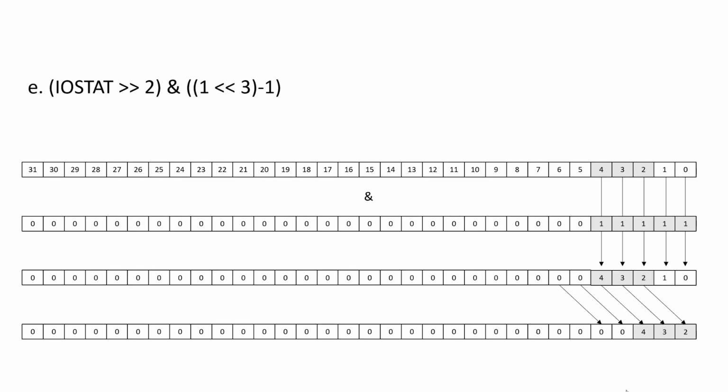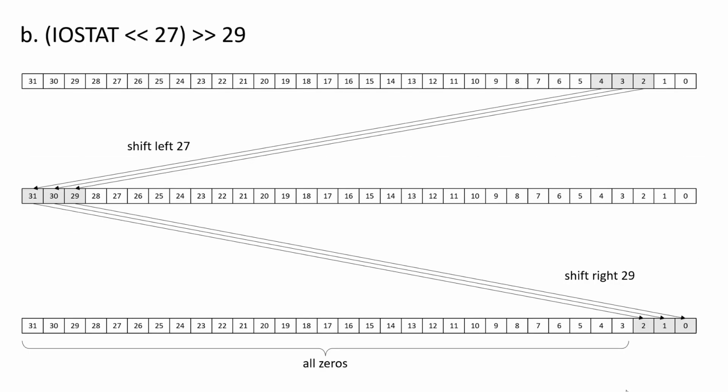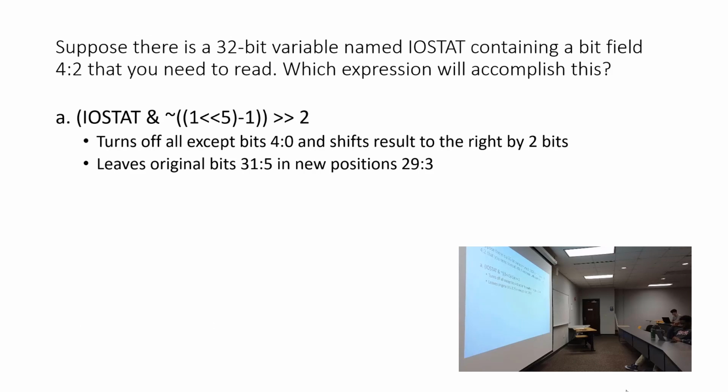Oh, and there was another one here. Shift 2 bits to the right and then do a cast, 1 shifted to the left by 3, which numerically is an 8. Subtract 1, you get 7, and that ends up doing the same thing. So actually, I guess the right answer was all of these, right? So I guess I was wrong about this one.